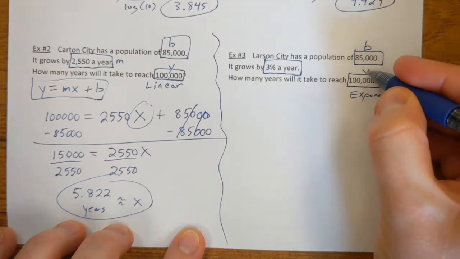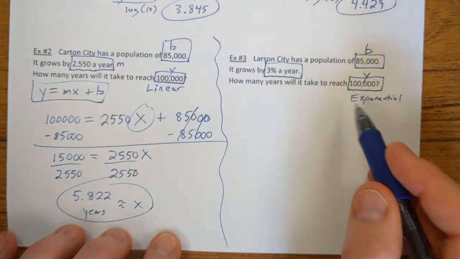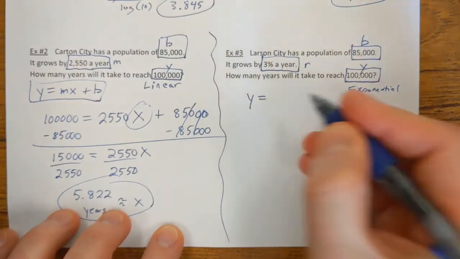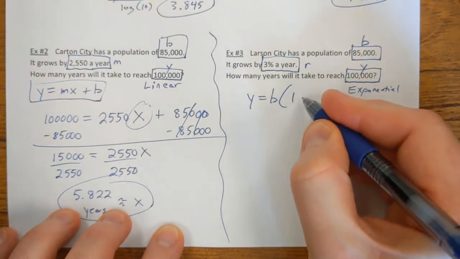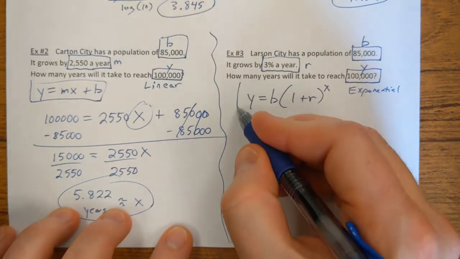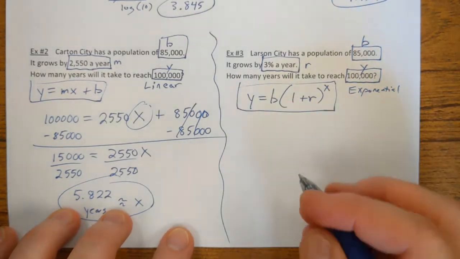And here's our final answer. Like, here's the final result. The final result is that we want it to grow to 100,000. Here's our rate. All right, so let's remember our exponential formula. Here's the exponential formula we've been using this entire chapter. Let's start plugging these numbers in.